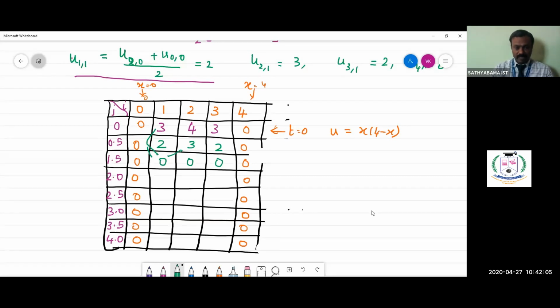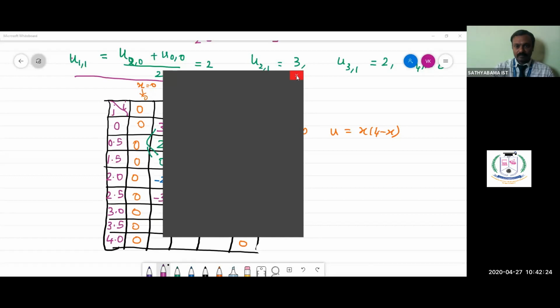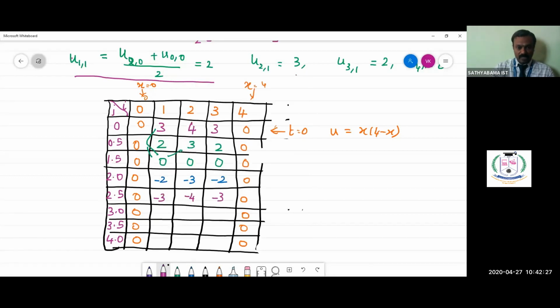And repeating the same steps in the other cases, we get minus 2, minus 3, minus 2, then minus 3, minus 3, minus 4, minus 3, and minus 2, minus 3, minus 2, and 0, 0, 0, 2, 3, 2. So with this completes the solution at the various points. Hope you would have enjoyed the session. Thank you.